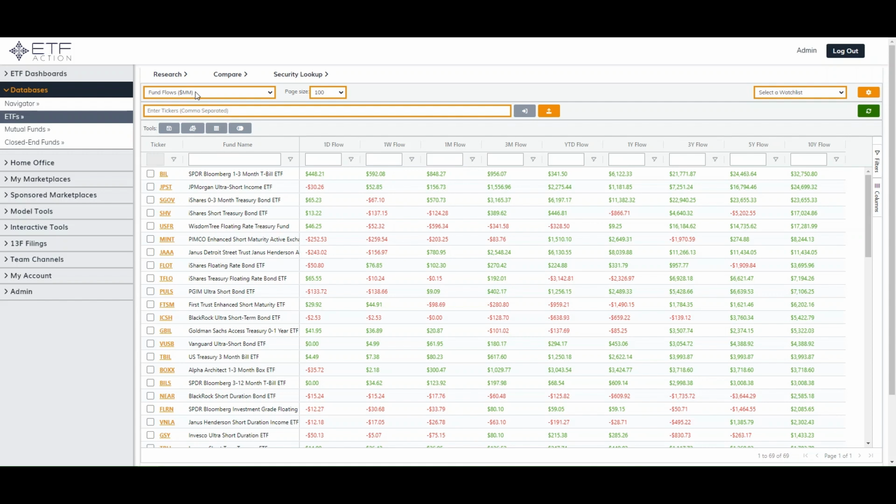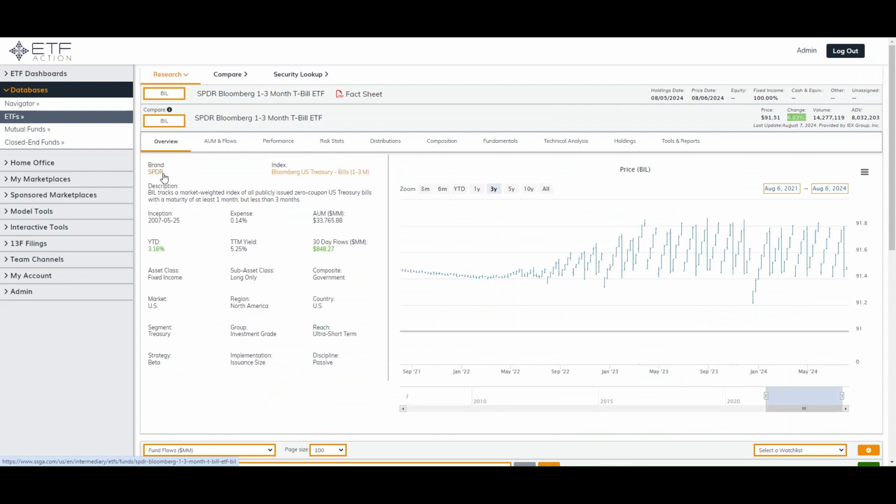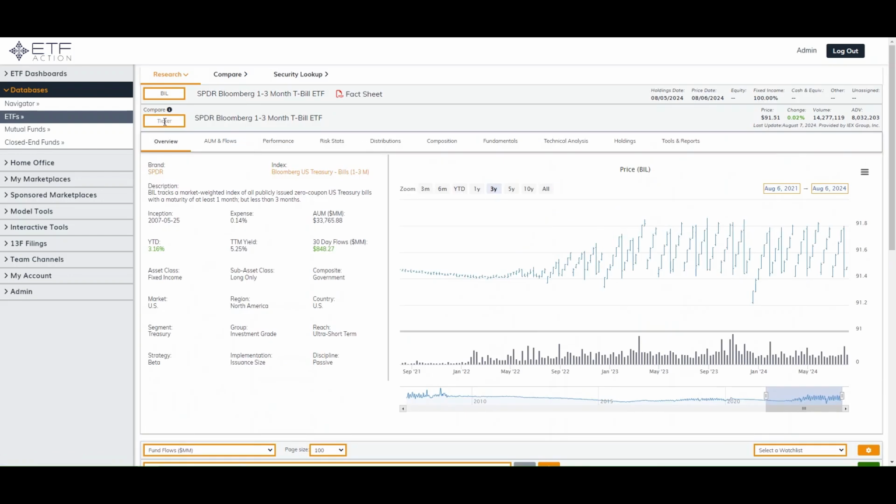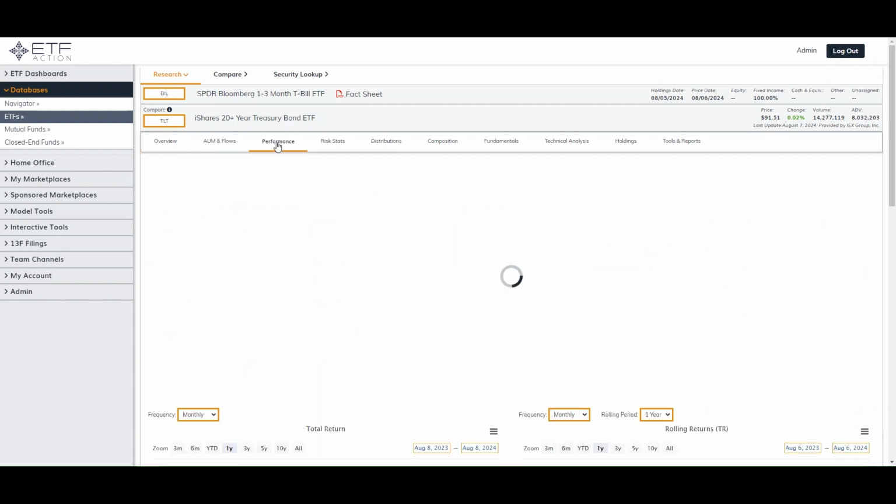Now, from a performance perspective, let's look at the last several periods of rate hiking cycles and decreases. So I'll open up BIL here. This is going to open up into one of my research frames, and I'm going to compare it to TLT. And what we're going to do is look at our performance chart.